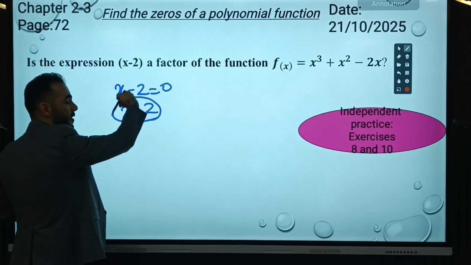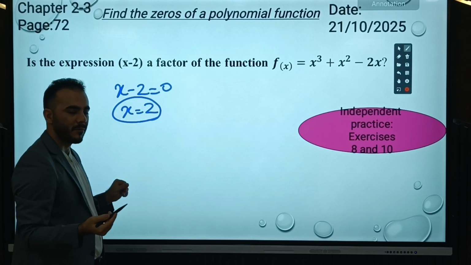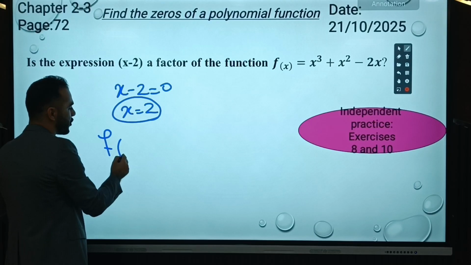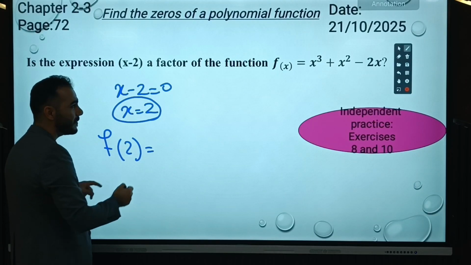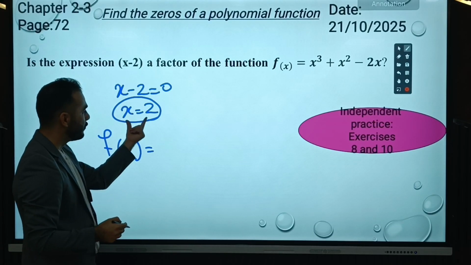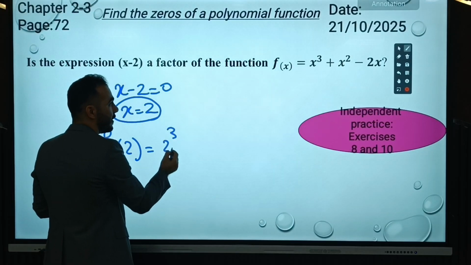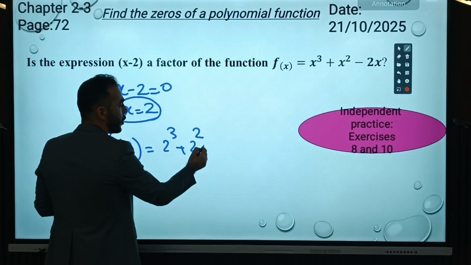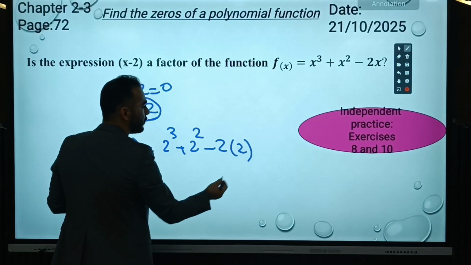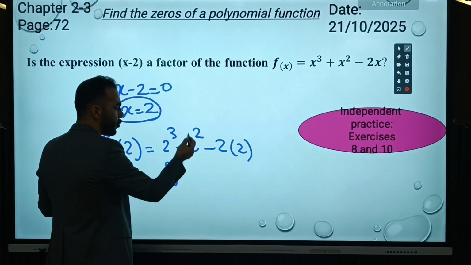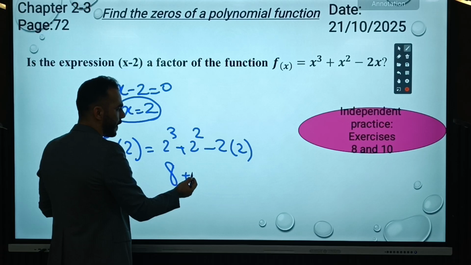Then substitute it into our polynomial. So f of 2. Instead of each x, put the value that you have got. So 2 powered by 3 plus 2 powered by 2 minus 2 times 2. Perfect. So 2 powered by 3, 8. 2 powered by 2, it's 4. And negative 2 times 2.